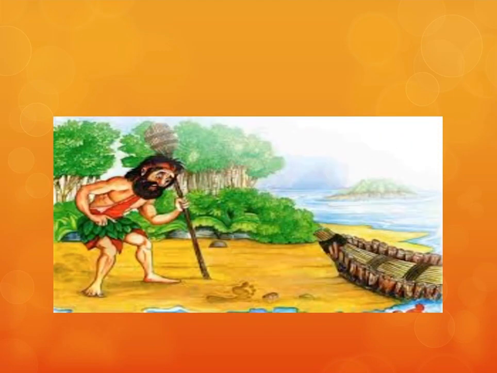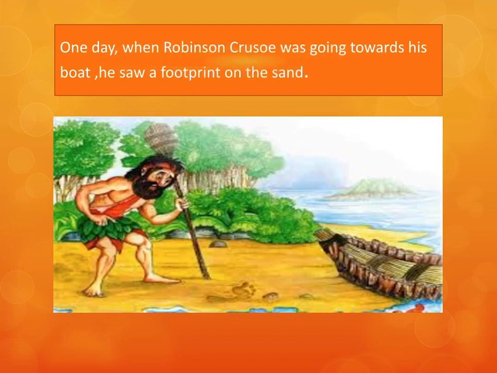Now, children, our story begins here. One day, when Robinson Crusoe was going towards his boat, he saw a footprint on the sand. So, he was alone on the island, and one day he was going towards his boat, which he had kept on the seashore. There on the sand, what did he see? He saw a footprint on the sand.